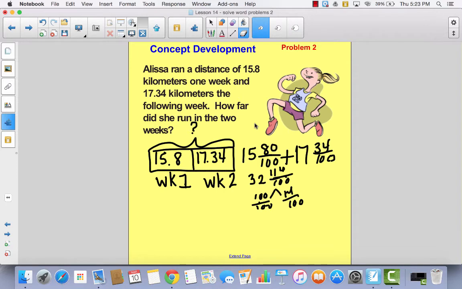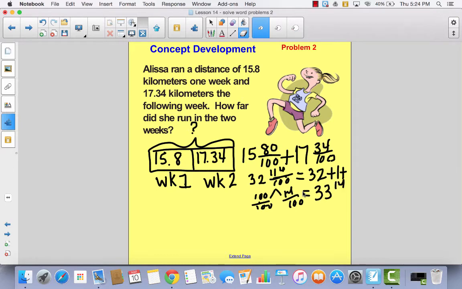Okay, so you can see here I've written my number bond. Now this number right here, this is a 14. I know it looks a little sloppy, but this is 114 hundredths, and I've decomposed it into 100 hundredths and 14 hundredths. So if I take this 32 and I add that to this 100 hundredths, which would be 1, and then I add that to 14 hundredths, that's going to give me a total of 33 and 14 hundredths.